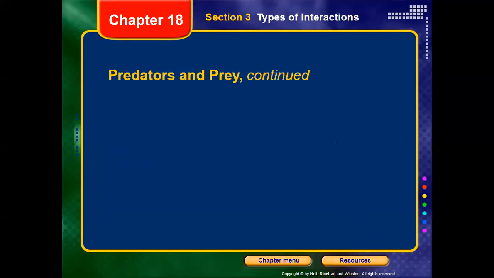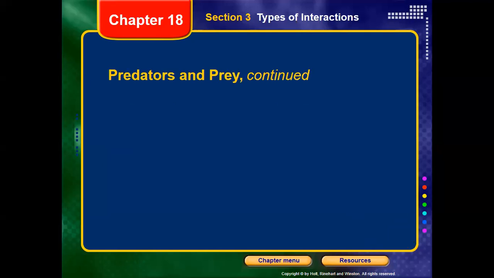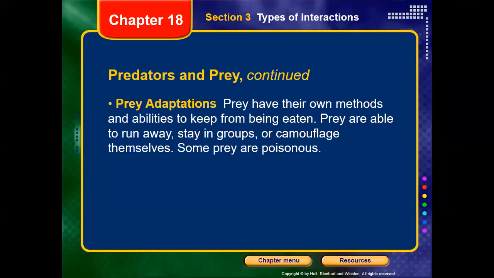No, thank you. So like this, we find predator adaptations to survive. They must be able to catch their prey, so they have a wide variety of methods to do this. We said some predators could camouflage, and some predators have sharp canines, sharp teeth, and claws. They also could be fast. All these descriptions you said were brilliant.